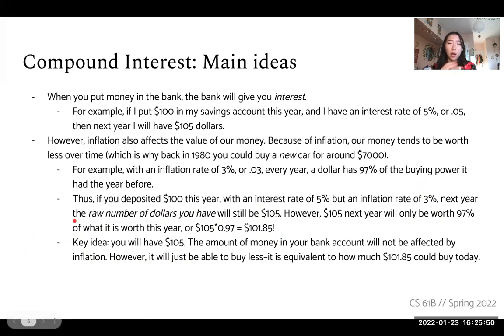The key idea here that I want everyone to make sure they understand is that you are going to have $105. The amount of money in your bank account is not affected by inflation. However, it's just able to buy less, so it is equivalent to how much $101.85 could buy today. So take a moment, soak that in. If you did not understand it, maybe ask on Piazza, or make sure you understand these core ideas before we start moving on.